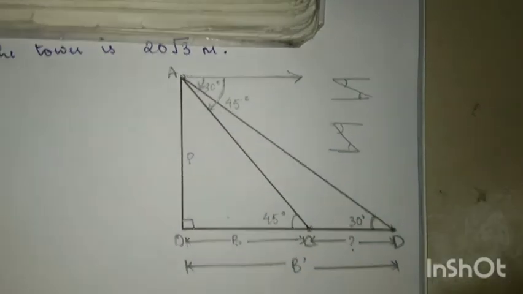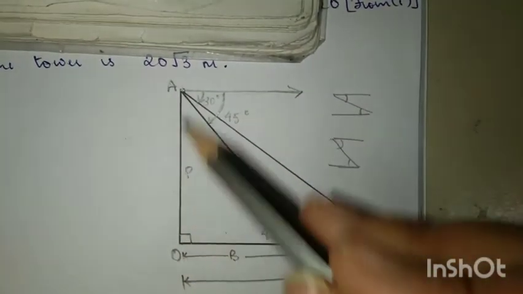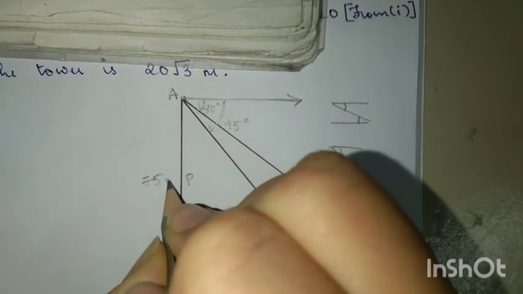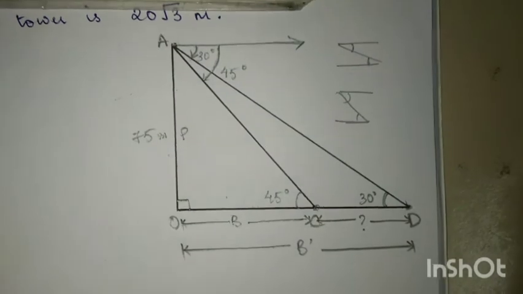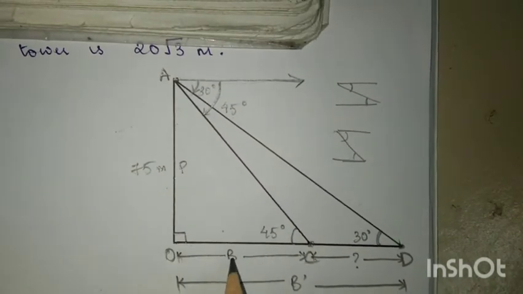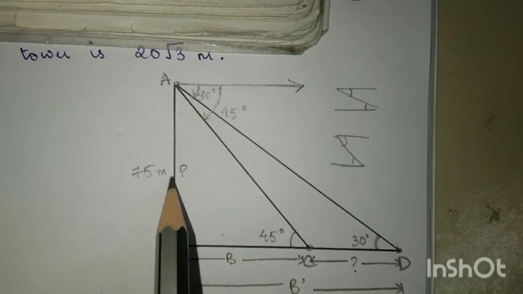In the question, they've given us the height of the lighthouse, okay? So here we already have this. This is 75 meter, okay? All right, now we know P, we want to find out B dash and B, okay?